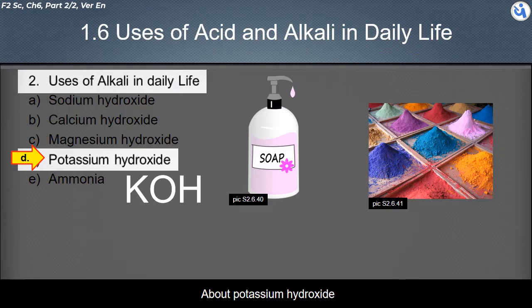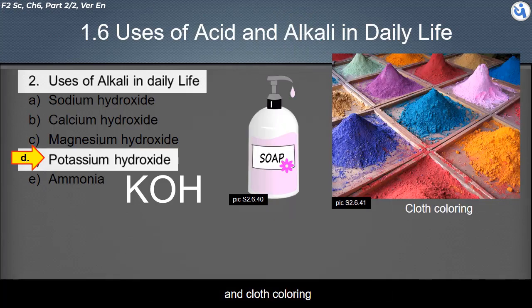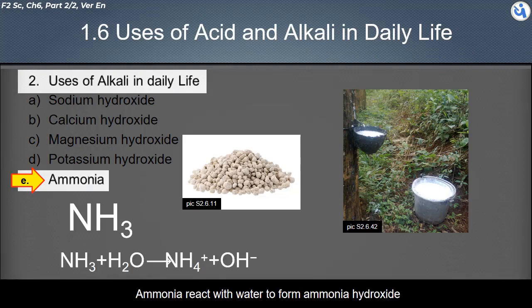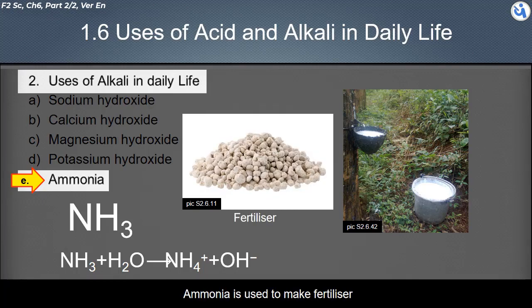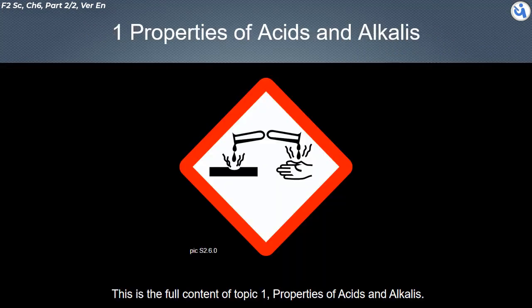About potassium hydroxide. Potassium hydroxide is used to make liquid soap and cloth. About ammonia. Ammonia reacts with water to form ammonium hydroxide. Ammonia is used to make fertilizer and to prevent coagulation of latex. This is the full content of Topic 1, Properties of Acids and Alkalis.